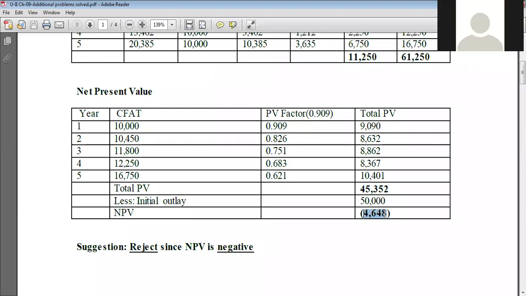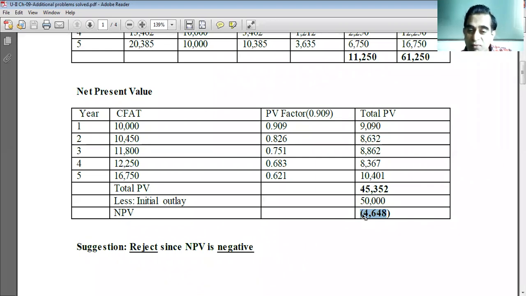4,648 rupees. It is written in brackets because the difference is negative, or the net present value is negative. Investment is 50,000 rupees, but the total present value of the returns is 45,352, which is less than 50,000. So 4,648. Those who are confused, you can write minus, I don't mind. You can put a minus sign: minus 4,648 rupees.